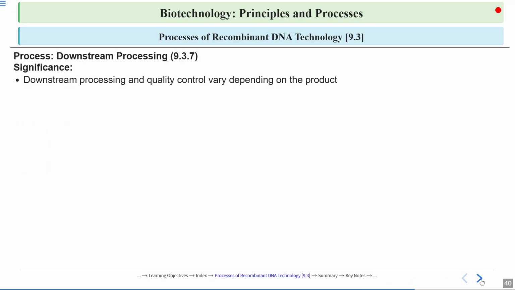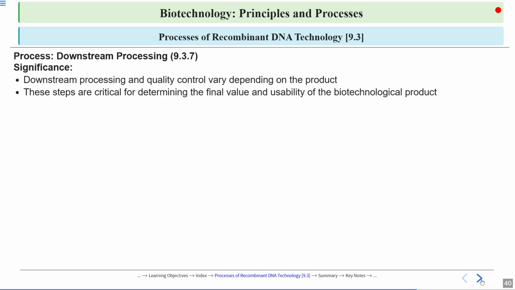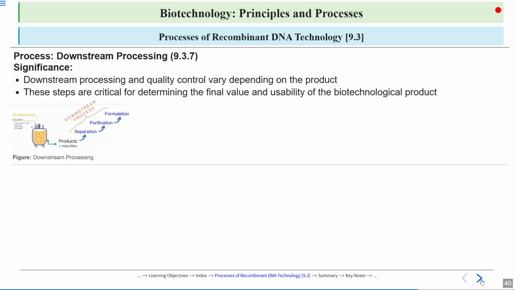What is the significance? Downstream processing and quality control vary depending on the product. These steps are critical for determining the final value and usability of the biotechnological product. As I told, these steps are important because by these steps we can see the quality of our product and all those things.